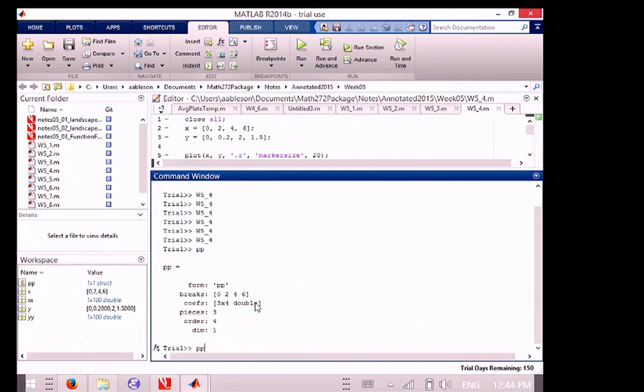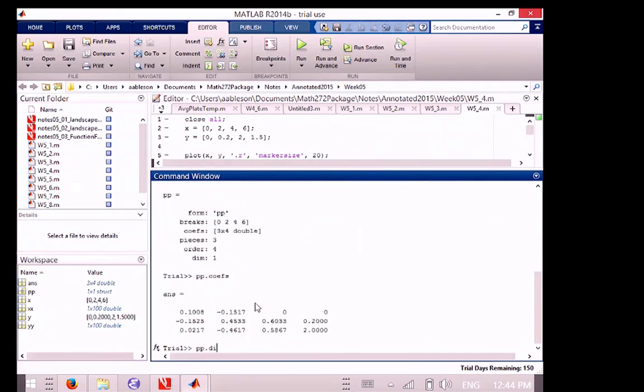So first off, if you just type PP on its own, it'll show you the matrix. It'll show you what's inside PP, and it gives you these 6 names here. To access any one of those in particular, you just say PP, then a period, and then whatever it was called. So if it's coefficients, it's coefficients.